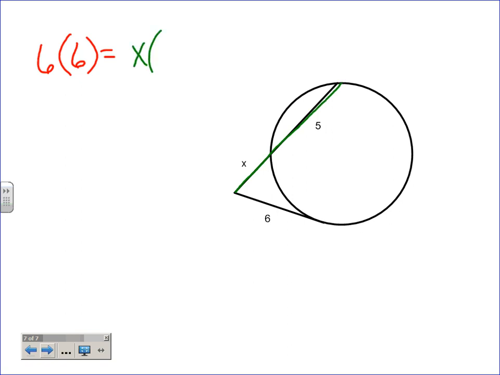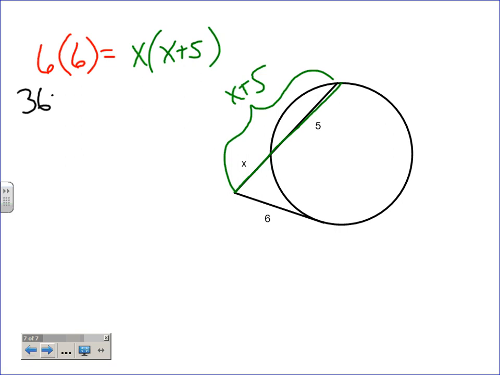Whole thing is unfortunately x plus 5. You will understand why I said unfortunately very soon. Six times 6, that's not a problem, right? That is 36 equals x times x is x squared. X times 5 is 5x.